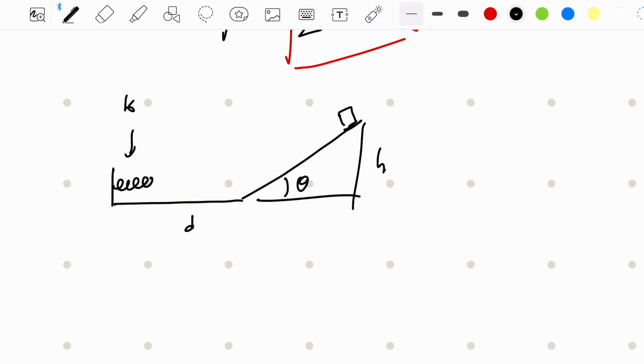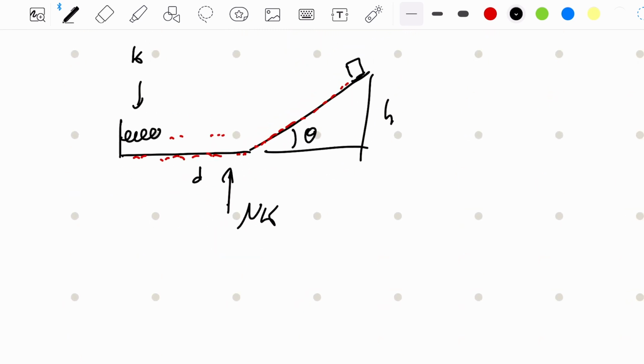And we want to know how far back. So this block is essentially going to slide down this hill, and it's going to come across this. It's going to hit this spring, and then it's going to come back some distance, right? We want to know how far that distance will be based off of the variables that we have. And we'll say that there is some friction here. We'll say this ramp is frictionless, but we'll say this has some coefficient of kinetic friction.